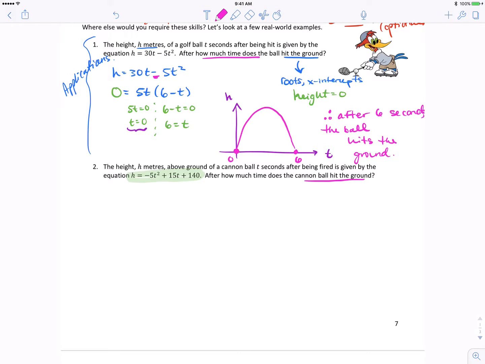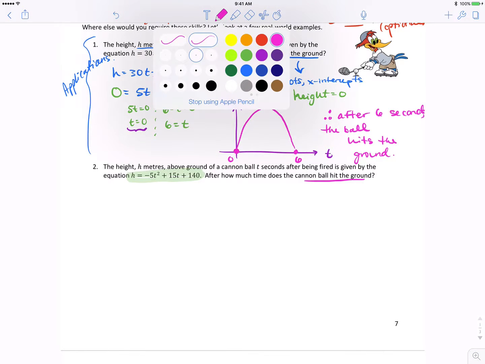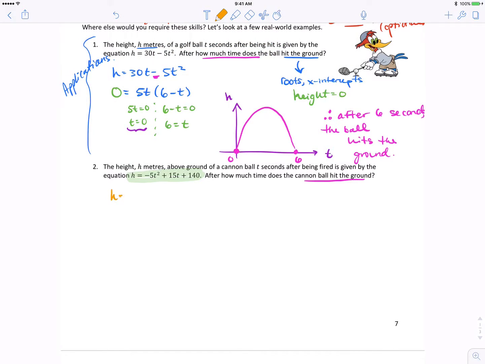Okay, hopefully you paused it. I can't really control if you do or not, but take your original equation, negative 5t squared plus 15t plus 140. And again, when it hits the ground, I'm looking for the roots, which means I need to factor. Looking for a common factor first, I see that I can take out a negative 5 out of all of my terms. So this is what my equation looks like. It becomes t squared minus 3t minus 28. Okay, not so bad.